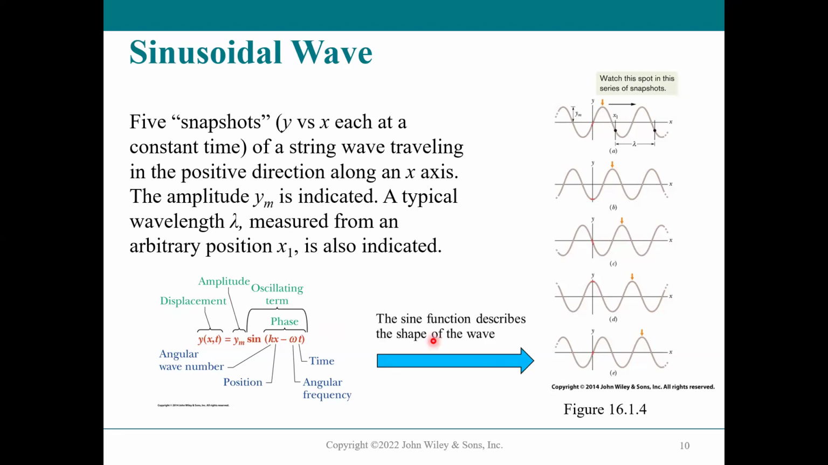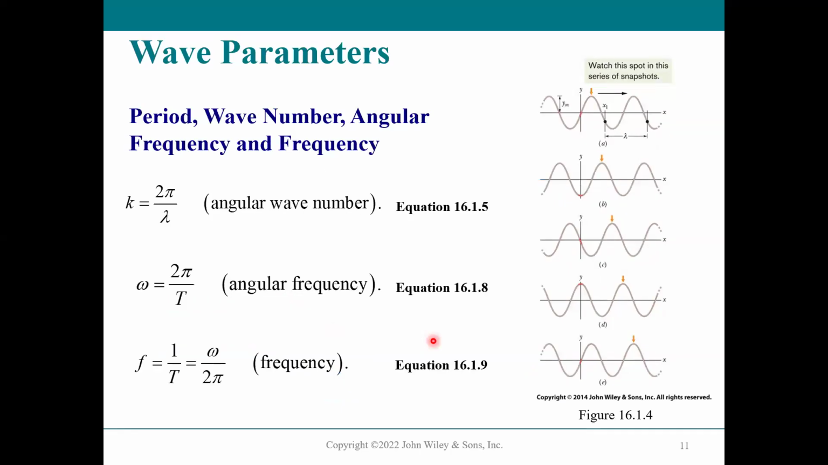And then the relation of wave number with lambda. Lambda is the length of one wave, so one wavelength is the distance over which the wave shape repeats. Then the relation of k with lambda is that k equals 2 pi divided by lambda.